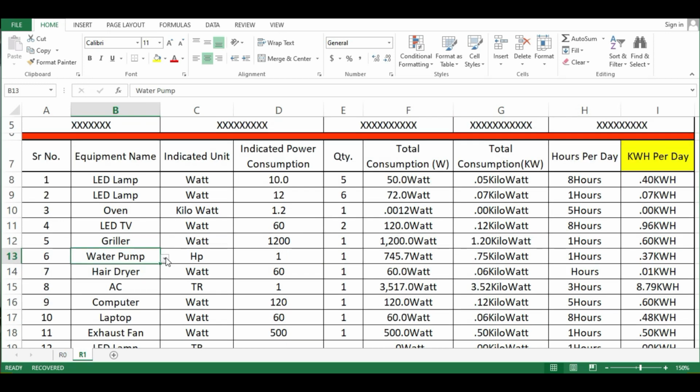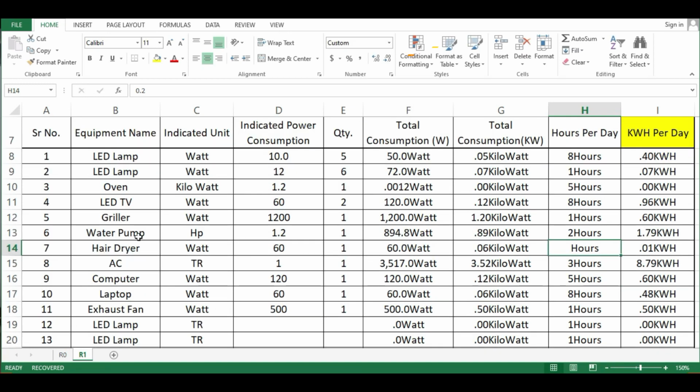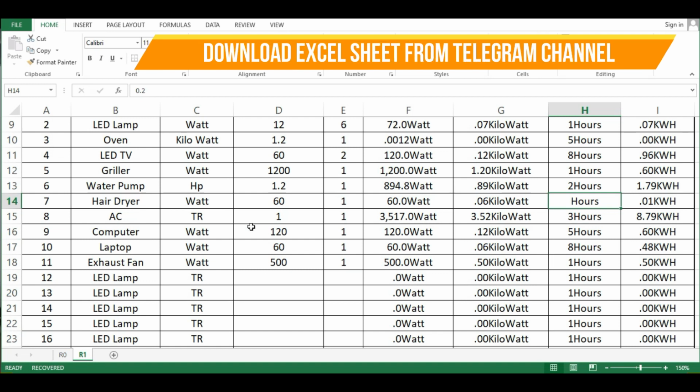Next is water pump. Normally the water pump unit is HP, horsepower, so we have selected horsepower, and suppose the pump is 1.2 HP, so we have entered 1.2 over here. And there is one water pump in our home, so we have selected 1. Next we are using it for 1 hour. Let's consider 2 hours over here, so it comes to 1.79 kWh. Likewise, you fill up the data over here.